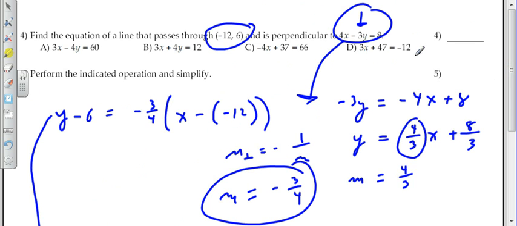3x plus 4y is equal to minus 12. It's obviously sitting right there, but I took away the right answer on purpose. So what we would do in this particular case is write the right answer down, 3x plus 4y is equal to minus 12, in the space provided.